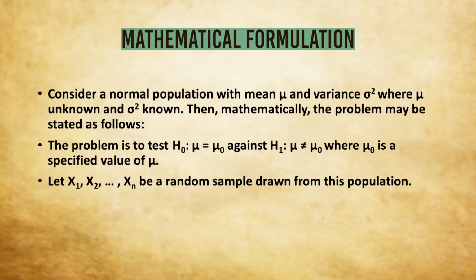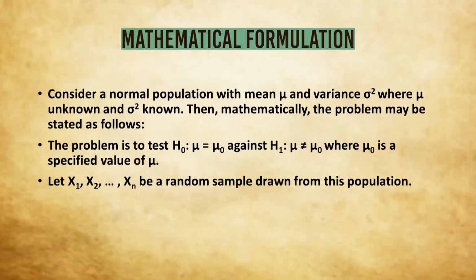Now we go into the mathematical formulation of the test. We consider a normal population, that is a population which is normally distributed with mean mu and variance sigma square, where mu is unknown and sigma square is known. Definitely mu has to be unknown because we are testing for mean. Had the mean been known, why should we go for a test? We are testing for mean because the mean is unknown and we are testing whether this mean has got a specified value. That is given in the null and the alternative hypothesis.